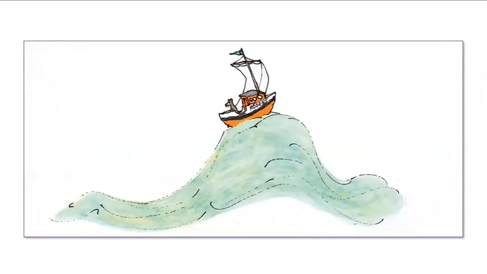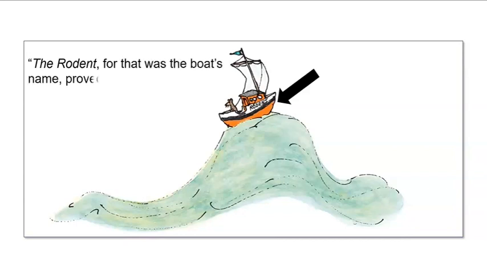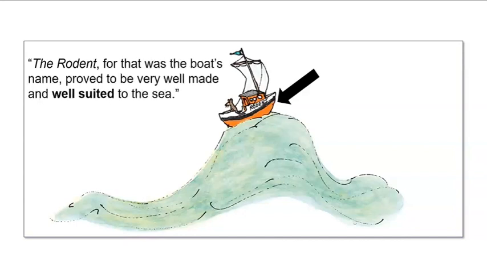The rodent, for that was the boat's name, proved to be very well made and well suited to the sea. Let's reread that last sentence. The rodent, for that was the boat's name, proved to be very well made and well suited to the sea. Well suited to the sea? What do you think well suited means? I wonder if that means the boat works well in the sea.